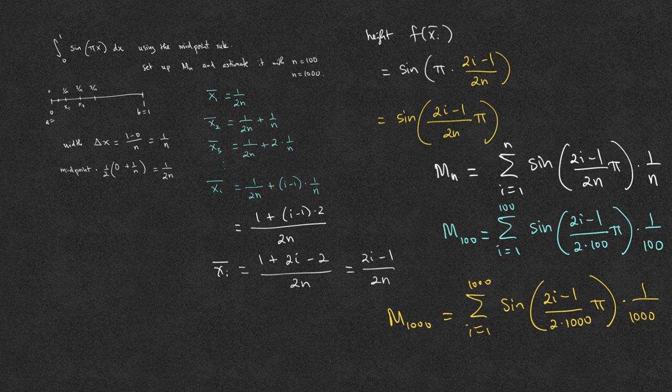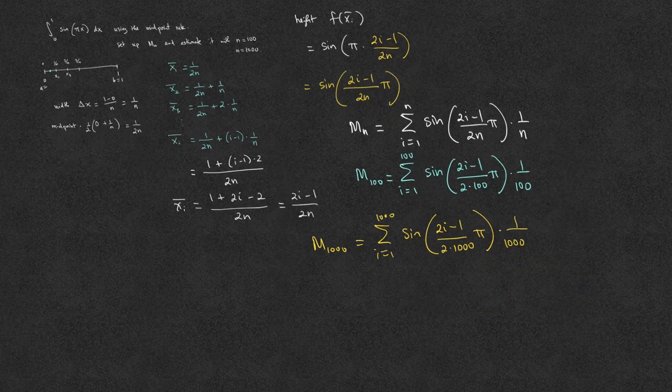When we use a calculator, we will need to put the extra set of parentheses around the argument of this sum. Using decimal.com, M of 100 is approximately 0.636646 rounded to 6 decimal places. M of 1000 is approximately 0.636620.